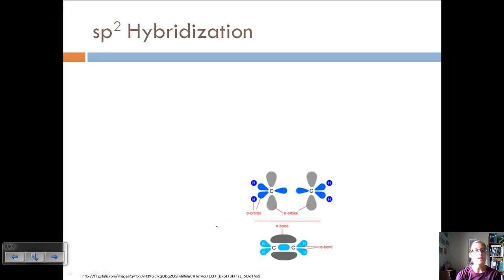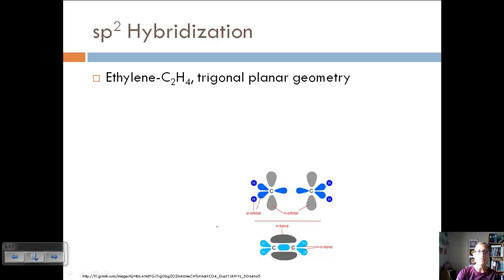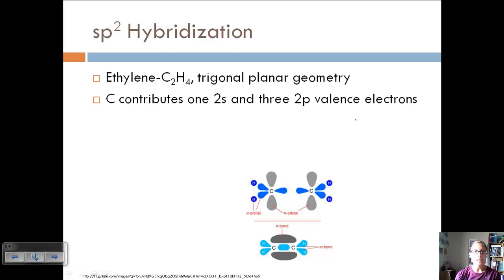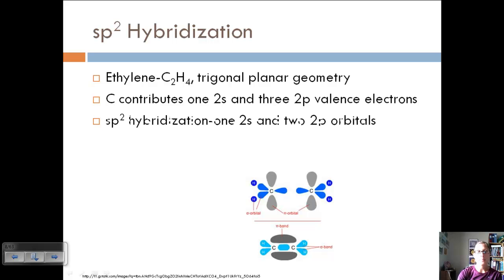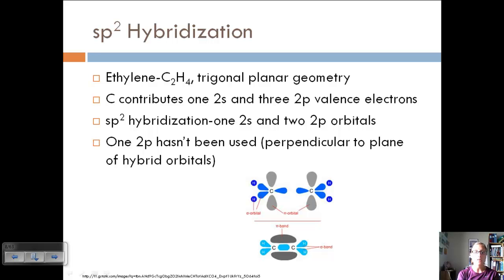Okay, there are lots of other types of hybrid orbitals, so let's look at those other types. Our next example is ethylene, which is C2H4, and if we do the Lewis structure, it has trigonal planar geometry. Each carbon contributes one 2s and three 2p valence electrons, just like we talked about for methane. And so we now have sp2 hybridization. A 2s and two 2p orbitals are used. You might be saying, wait, there are three 2p electrons and only two of them are participating in a bond, so one of them hasn't been used, and it is perpendicular to the plane of the hybrid orbitals.